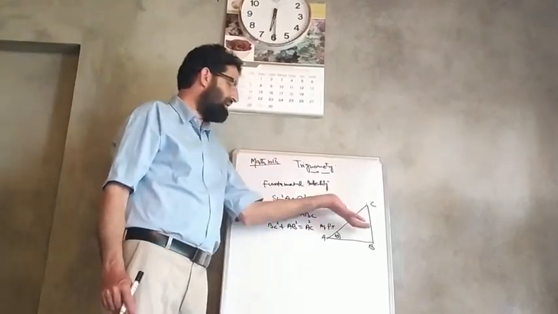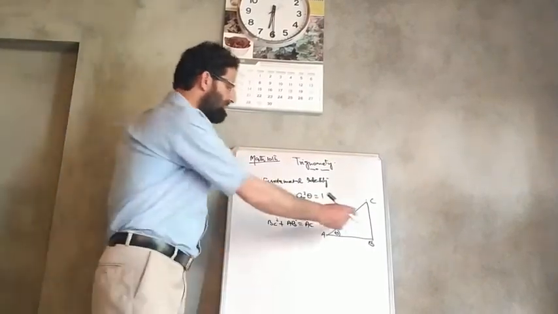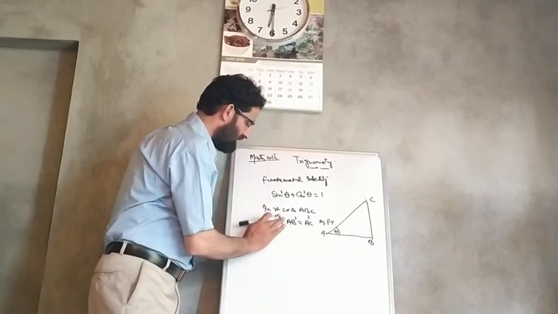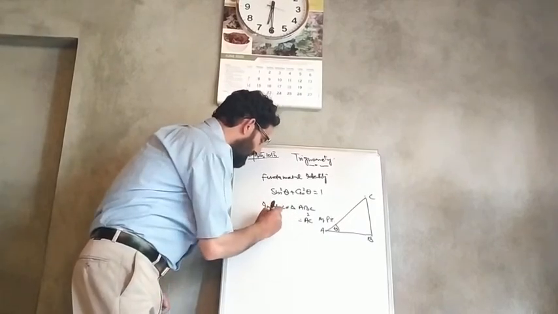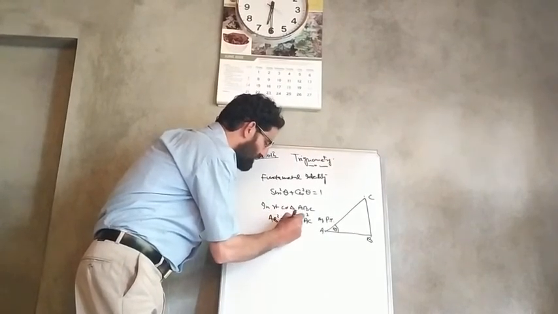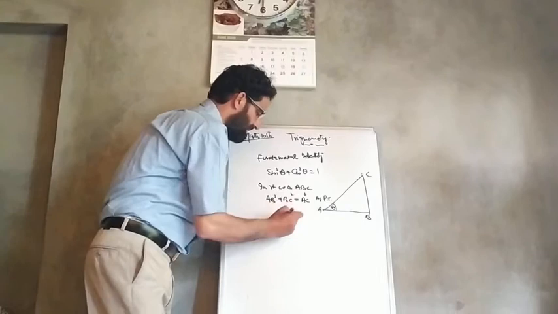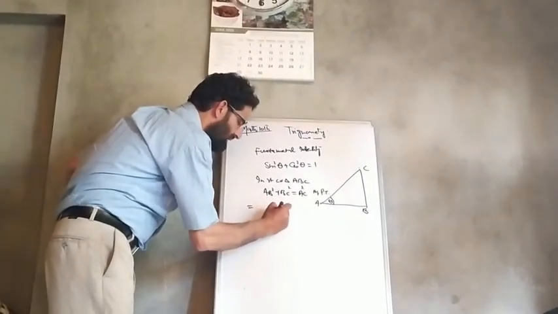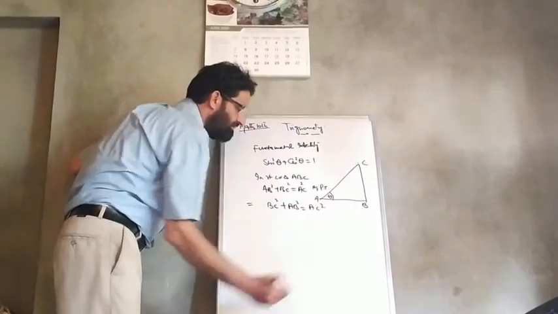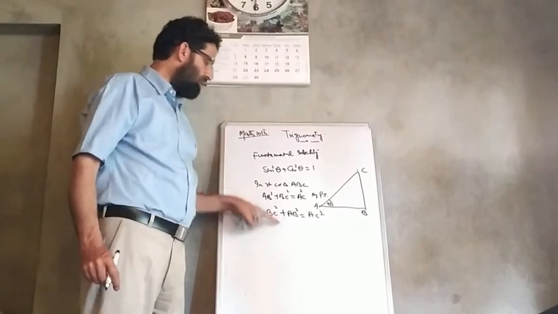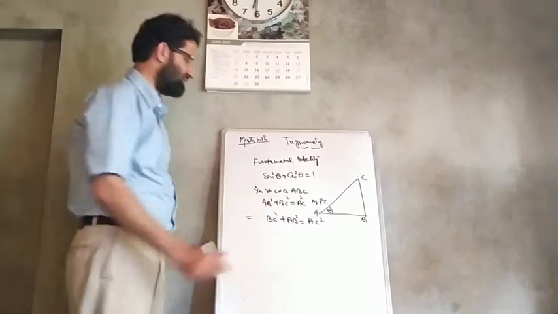We know in a right triangle the square of the hypotenuse is equivalent to the sum of the squares of the other two sides. So AB square plus BC square, this is base square plus perpendicular square is equivalent to hypotenuse square. Or we can write this as BC square plus AB square is equivalent to AC square. Now dividing both sides by AC square, the hypotenuse square.